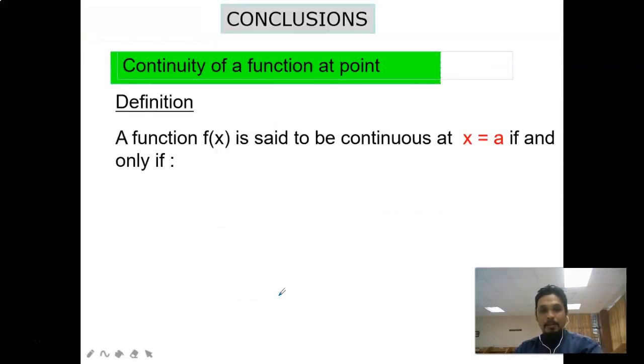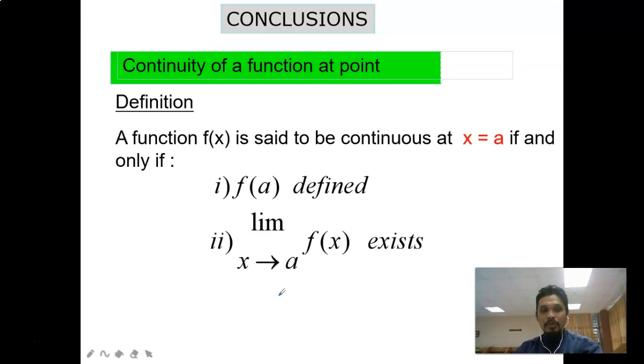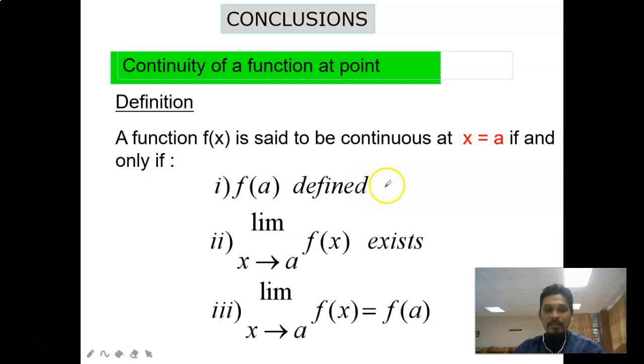So this is all the content of our discussion for this subtopic. First, make sure that f(a) is defined and the limit of the function as x approaches a exists. Then make sure that the limit as x approaches a of f(x) equals f(a). Then we can say that the function f(x) is continuous at x equal to a.